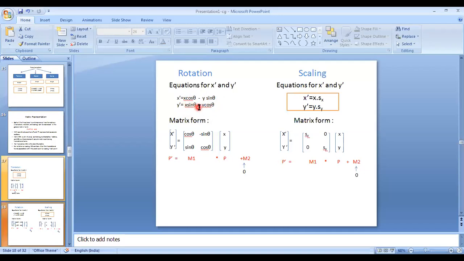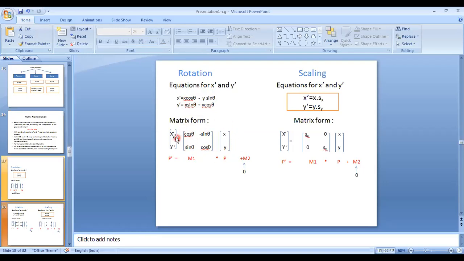How do I represent this in the matrix format? Using this way: cos theta, minus sin theta, sin theta, cos theta, into x, y. Now let us see what happens here. x dash is equal to x cos theta minus y sin theta, I got this. Now y dash is equal to x sin theta plus y cos theta. So this x cos theta minus y sin theta, x sin theta plus y cos theta, I have converted that into matrix format.